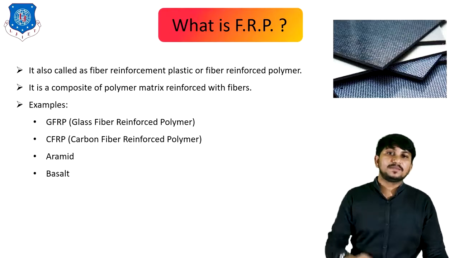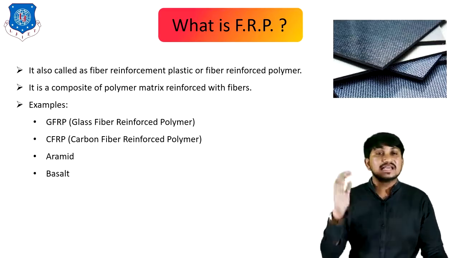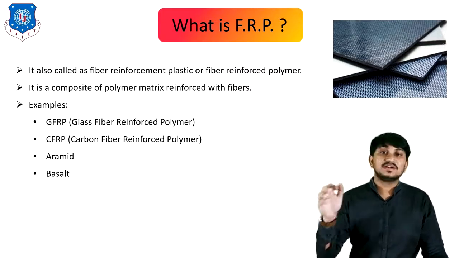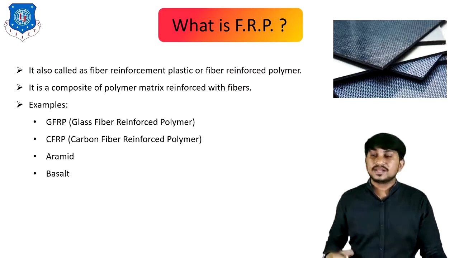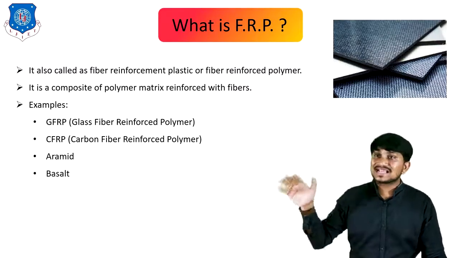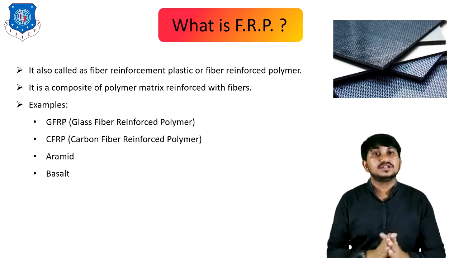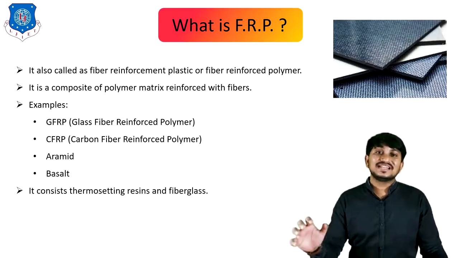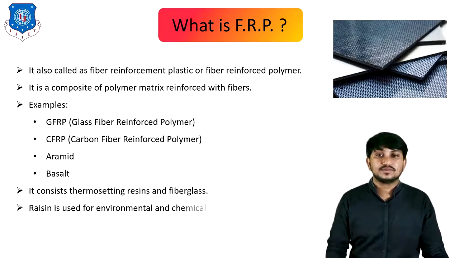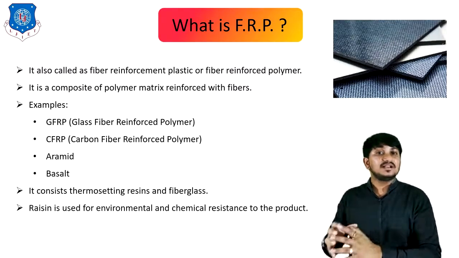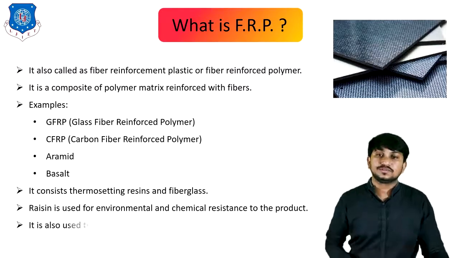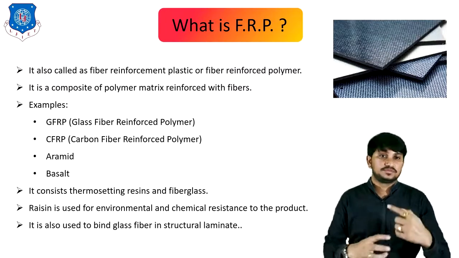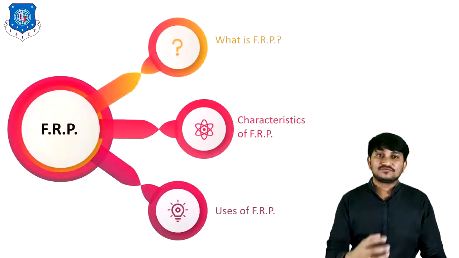The examples of this FRP are first GFRP, which is called glass fiber reinforced polymer. Okay, second is CFRP, called carbon fiber reinforced polymer. Third is aramid. Fourth is basalt. These are the four examples of FRP nowadays used in a number of construction industries. Okay, it consists of thermosetting resins and various fiber classes. Okay, resin is used for environmental and chemical resistance to the product. Okay, it is also used to bind glass fiber in structural laminate. Okay, that's all about the FRP.